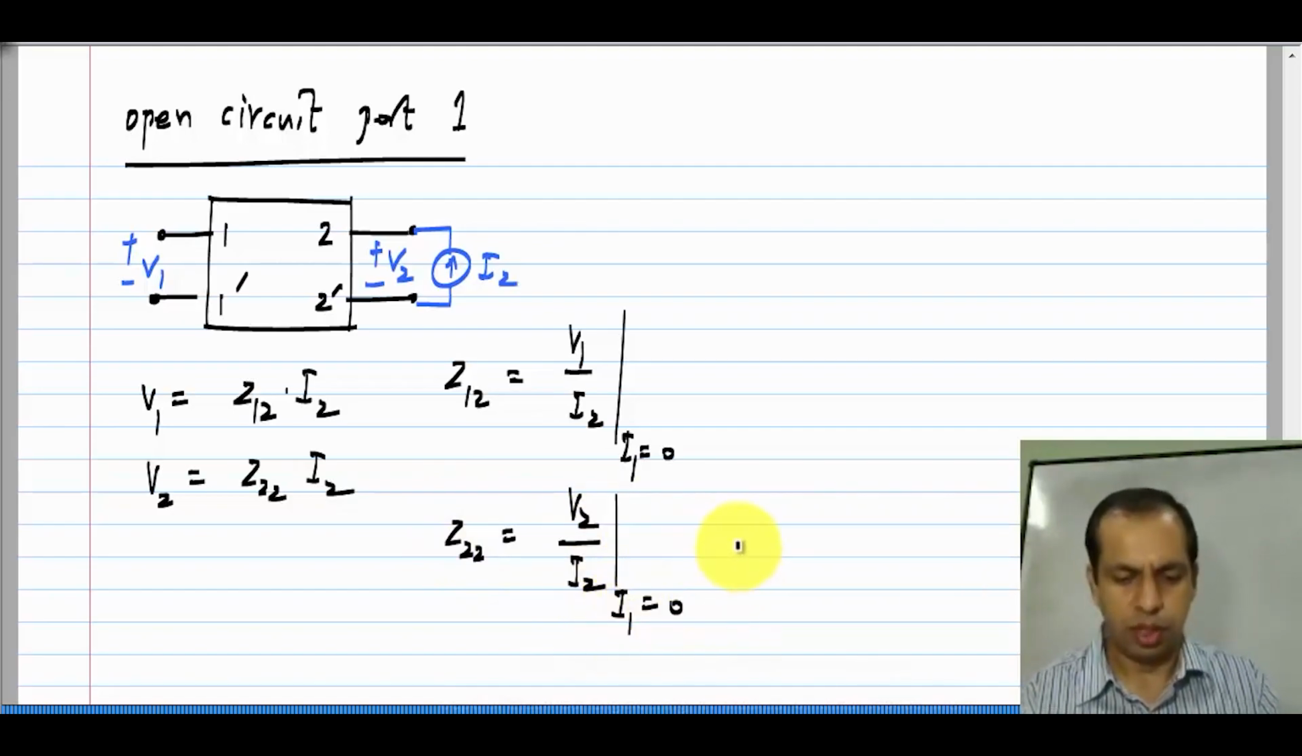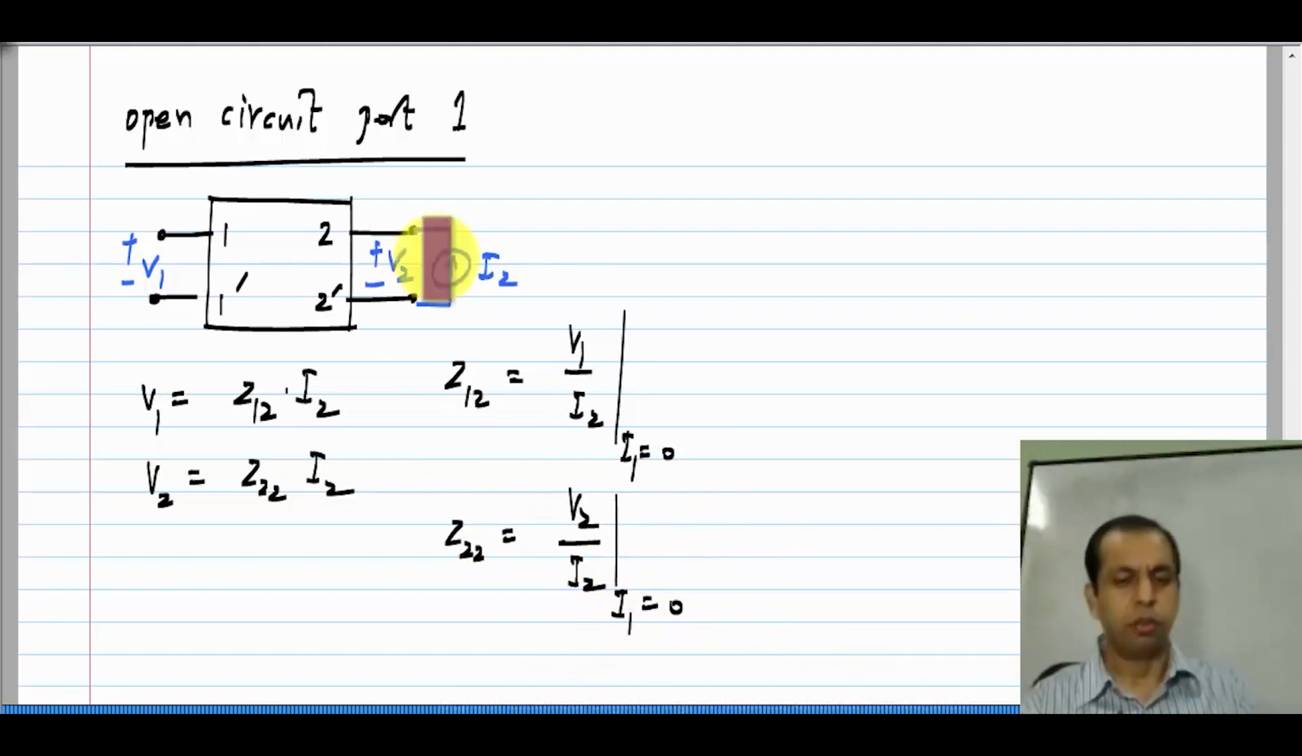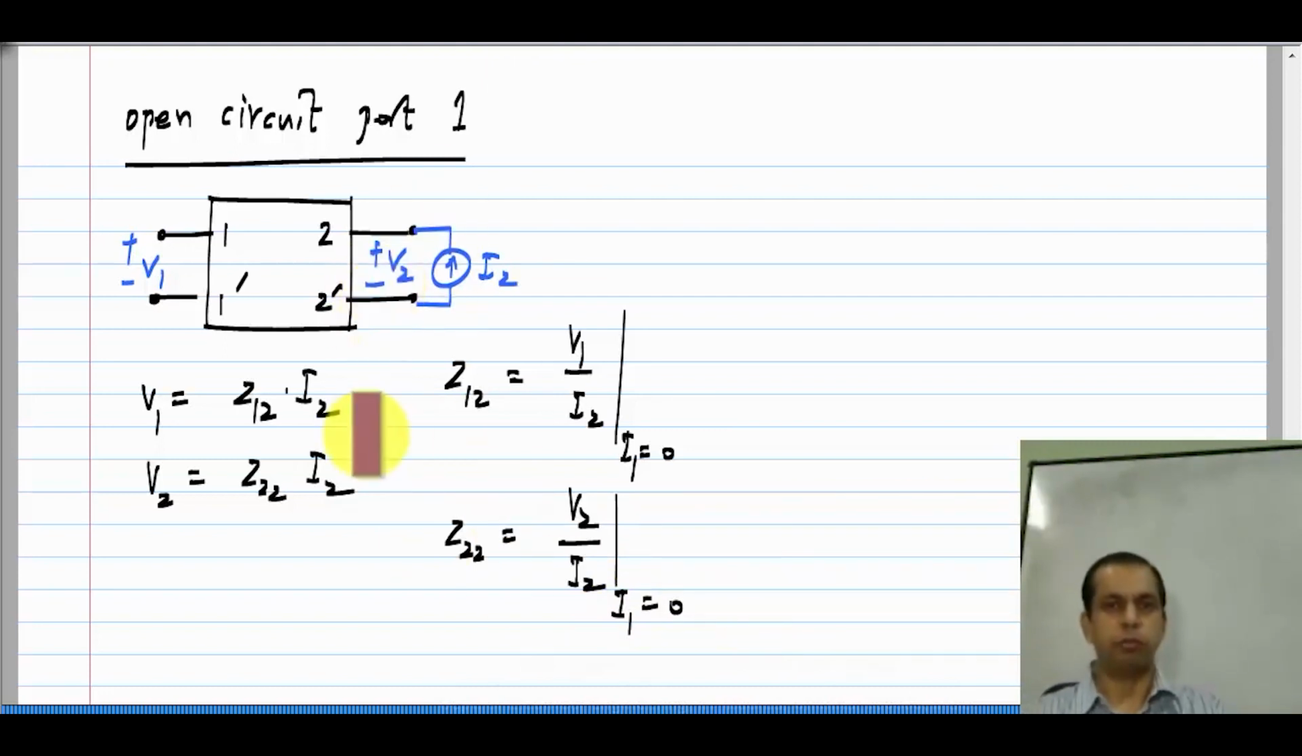That is, Z22 is the resistance looking into port 2 with port 1 open circuited, and Z12 is the trans resistance from port 2 to port 1 with port 1 open circuited. So, these are pretty simple definitions similar to Y parameters, it should be pretty clear.